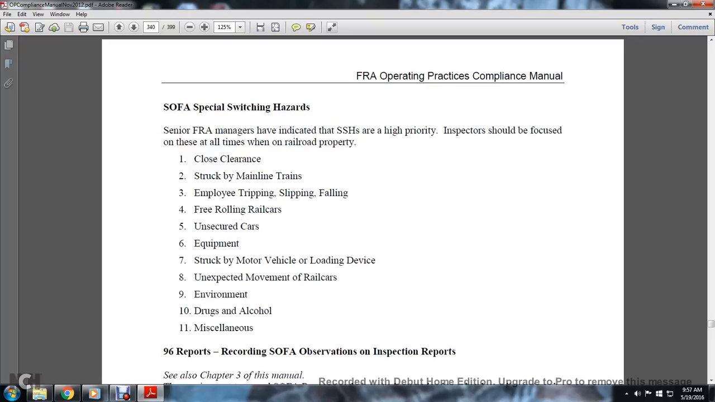All right, so for special switching hazards, the senior FRA managers have indicated that the special switching hazards are a high priority. Inspectors should be focused on all the items when on the railroad property: close clearance, struck by mainline trains, employee tripping, slipping, or falling, free-rolling rail cars, unsecured cars, equipment struck by motor vehicle, loading device, unexpected movement of cars, environmental, drugs, alcohol, and miscellaneous.